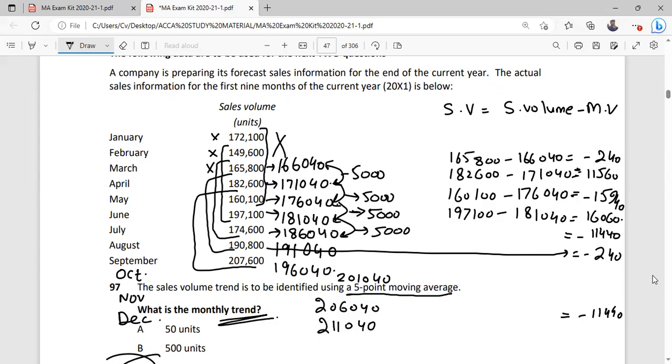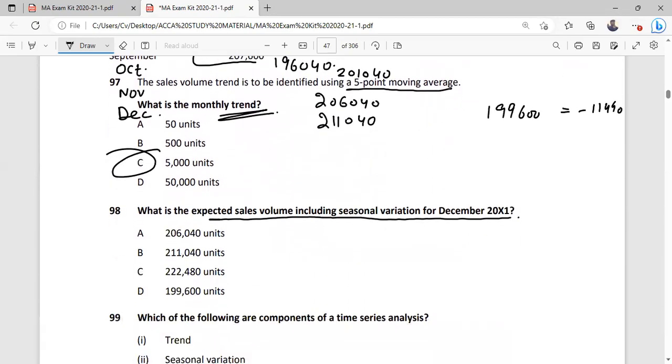But here we have minus. It means actual sales are less than this moving average. So the actual sales volume will be 199,600. Once again, we will calculate this value. Yes, it is 199,600. So the expected sales for December is 199,600. Any question?